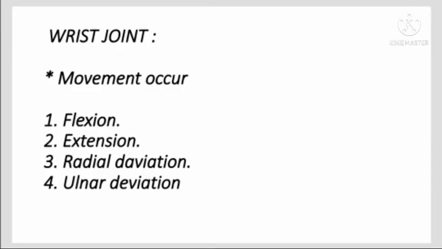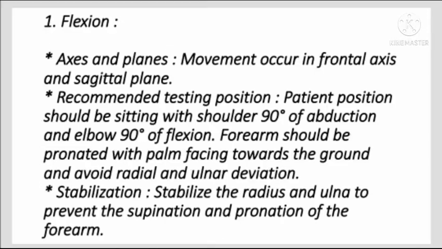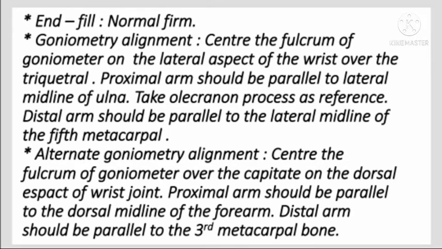Wrist joint movements are flexion, extension, radial deviation and ulnar deviation. Flexion, axis and plane: movement occurs in the frontal axis and sagittal plane. Recommended testing position: patient position should be sitting with shoulder at 90 degrees of abduction and elbow at 90 degrees of flexion. Forearm should be pronated with palm facing towards the ground, avoiding radial and ulnar deviation. Stabilization: stabilize the radius and ulna to prevent supination and pronation of the forearm. End feel is normal.